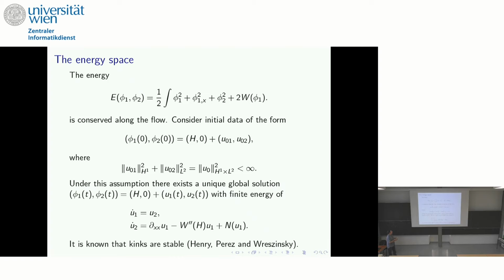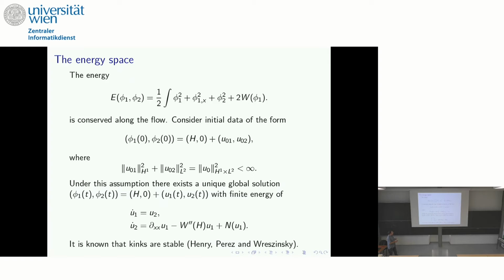Okay, so what I'm interested in is to study this kind of model in the energy space. The energy, as I said, is this. It's the conserved quantity. And what I want to consider are initial data of the form: the kink plus something small. The small perturbation of the kink should be bounded in the energy norm. So this is what I call the energy norm.